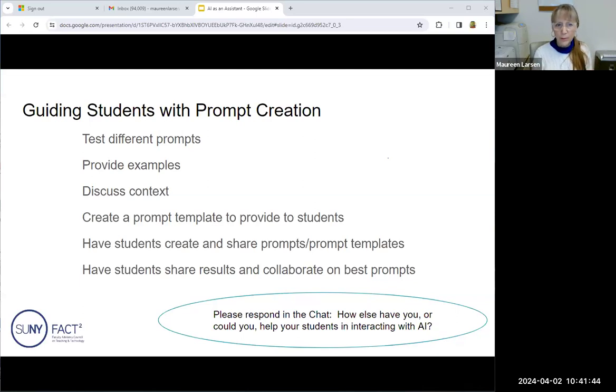And then maybe as a group in class, have the students collaborate on who used what and how they got the best results for using AI to help them with concepts that you know are already difficult or real sticking points in your class with your students.